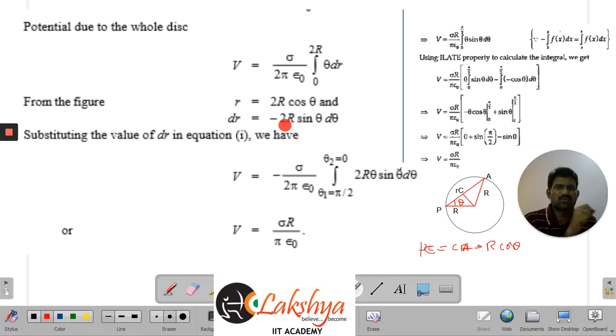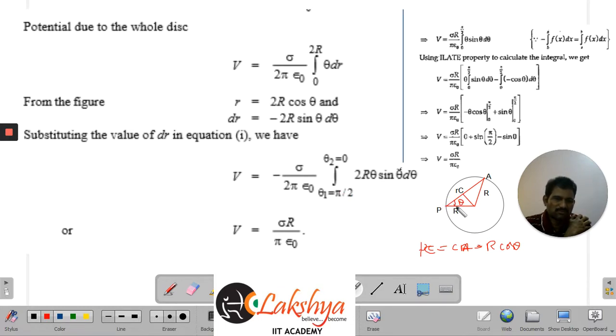So then dr is equal to 2R minus 2R sin theta d theta. Just by substituting this dr value here, we need to integrate this. If you substitute this dr value here, I am writing this minus here, so you get 2r theta sin theta d theta. And then the limits will be from pi by 2 to 0.